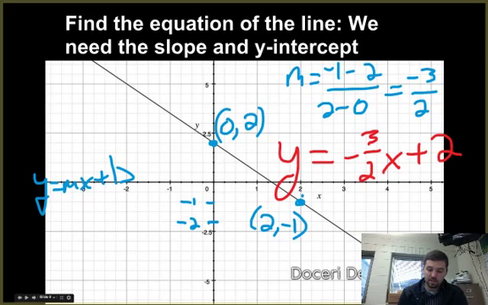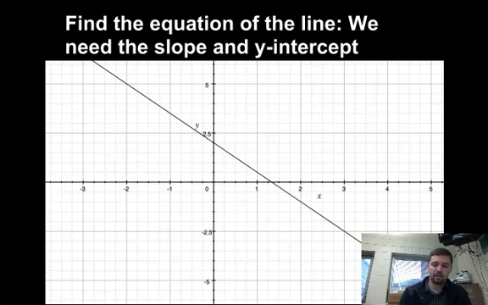So in other words, to get from my y-intercept to this point, I go down 3 units and right 2 units. Okay. All right, let's look at another one.